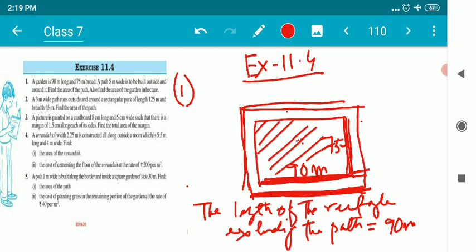Children, if this much is 90, so what will be the length of this bigger rectangle? 90 plus 5, because the width of the road will be included in this case. So length will be 90 plus 5 plus 5. Why am I adding 5 plus 5? The width of the road. The width of the road is 5 meter extended from every dimension.